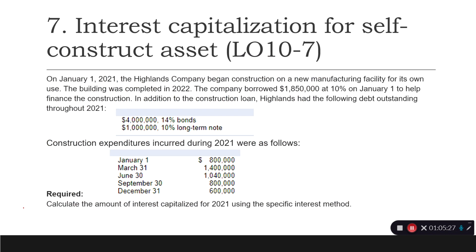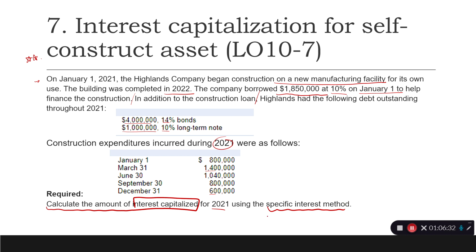Okay, interest capitalization for self-constructed assets. I think the demonstration is important, and this is very important. On January 1st of 2021, the Highland Company began construction on a new manufacturing facility for its own use. The building was completed in 2022. The company borrowed $1.85 million at 10% from January to help finance the construction. In addition to the construction loan, Highland had the following debt: $4 million at 14% and $1 million at 10%. The construction expenditures incurred during 2021 were January 1st, $800,000, March 31st, $1.4 million, June 30th, $1.04 million, September 30th, $800,000, and December 31st, $600,000. You want to calculate the amount of interest capitalized for 2021 using the specific interest method.